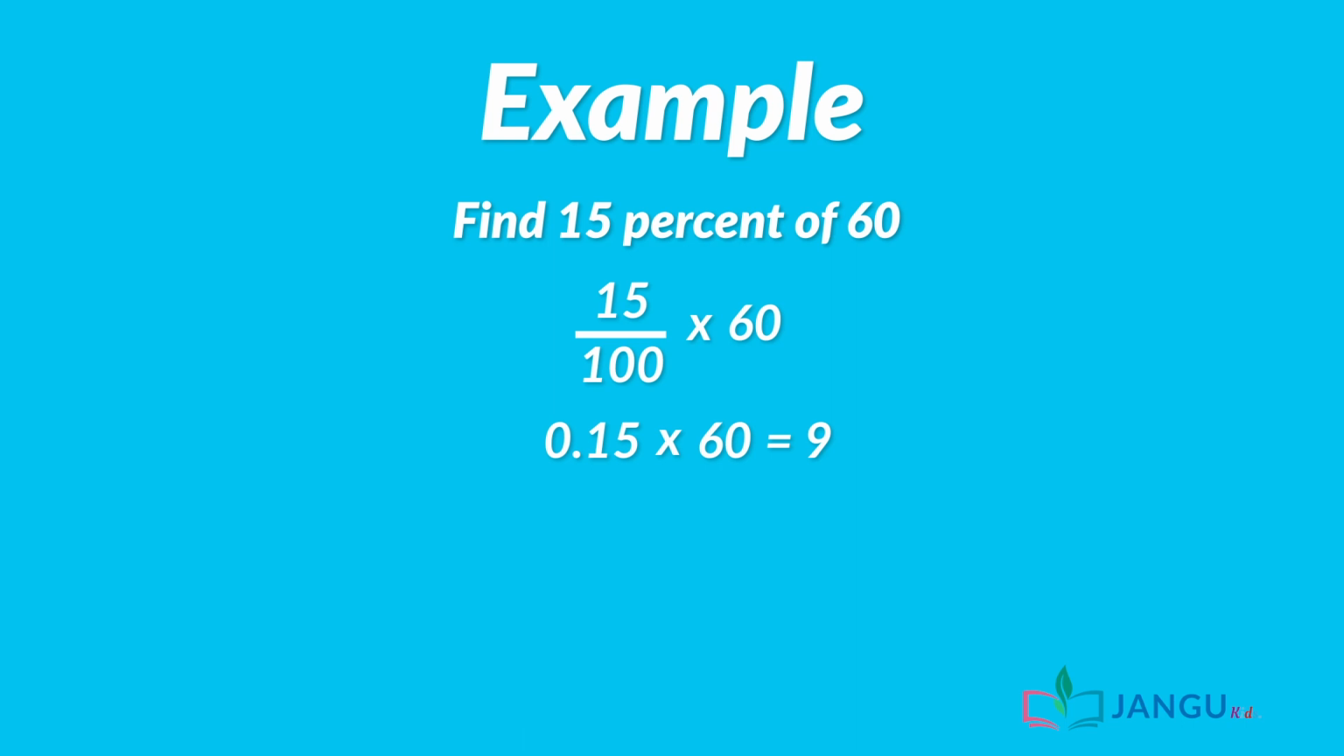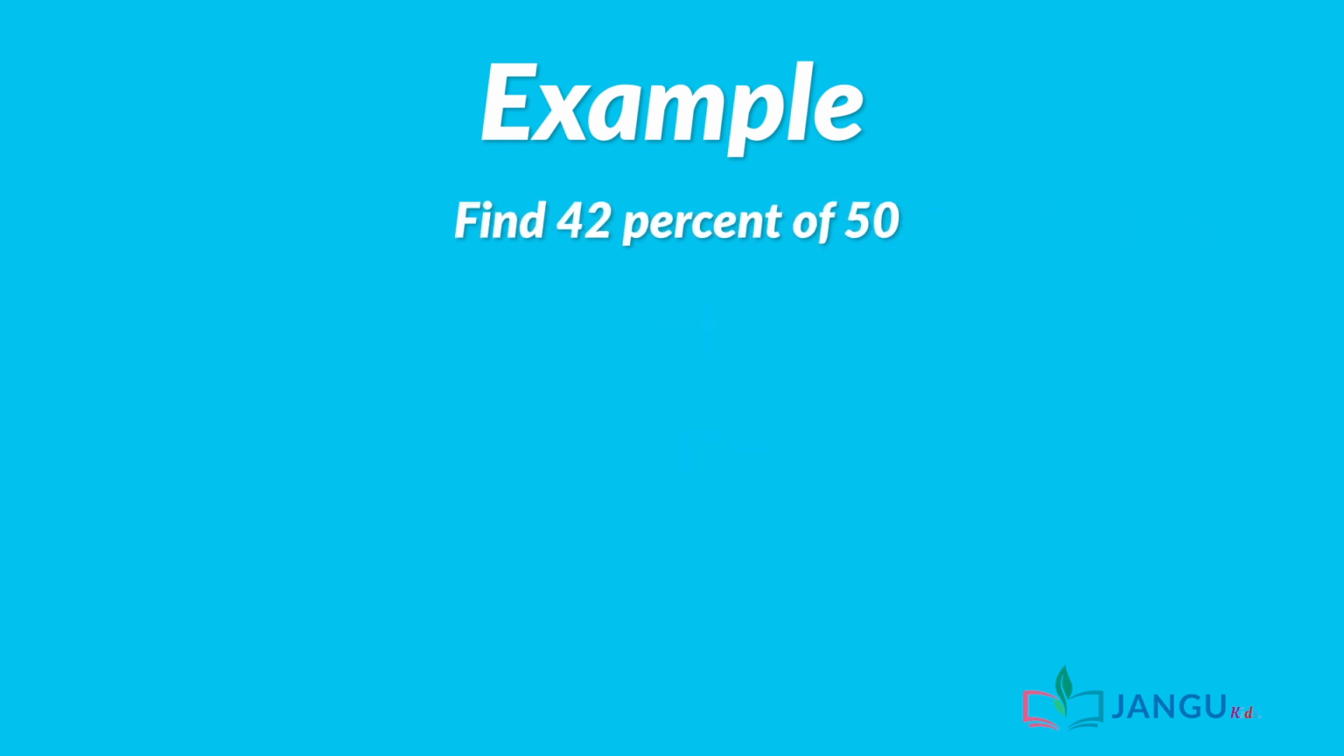Second example. Find 42% of 50. First, we express it as a fraction. 42 over 100. Then, we multiply it by 50. 42 over 100 equals 0.42. Multiplied by 50 equals 21. Therefore, 42% of 50 is 21.